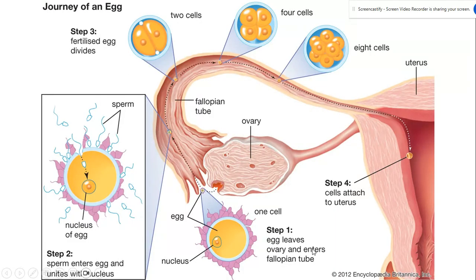Journey of an egg. We just described the journey of an egg. Step 1, egg leaves the ovary and enters a fallopian tube right here. Step 2, sperm enters egg and then unites with the nucleus. Step 3, fertilized egg divides. So we just saw the cell division: 4 cells, 8 cells, uterus, and there you go. Your cells attach to the uterus, and here you have blastocyst.